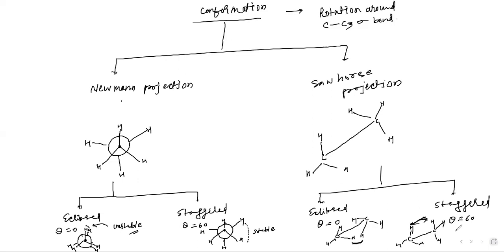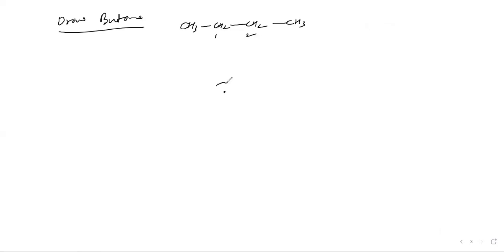Sir, what type of question comes from conformation? They will ask which form is the stable one. That is one question. Or draw the conformation of butane. If they are asking butane, so butane is like that: CH3, CH2, CH2, CH3. These two carbons we consider 1, 2. This is the first carbon and this is the second carbon.